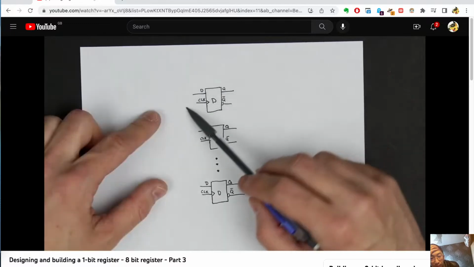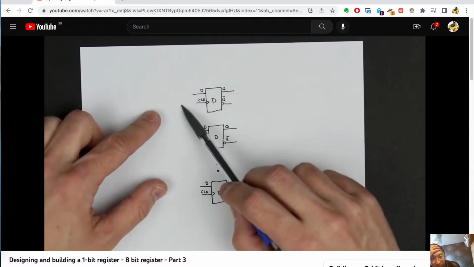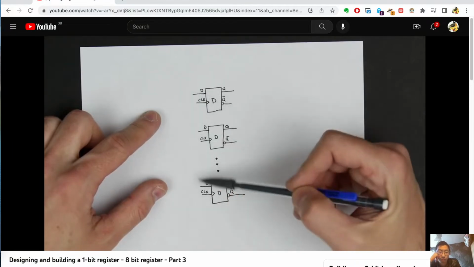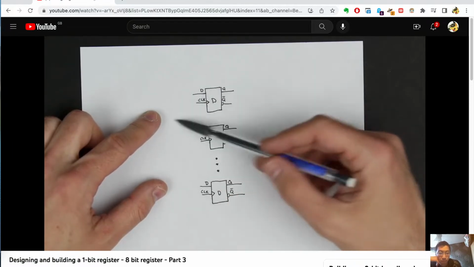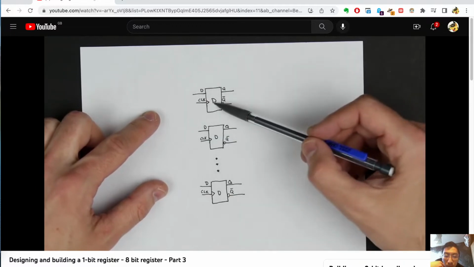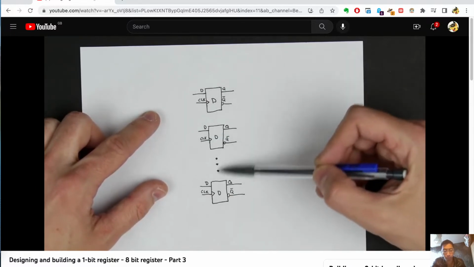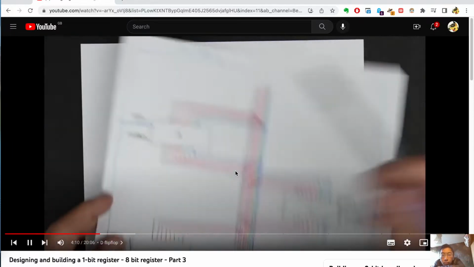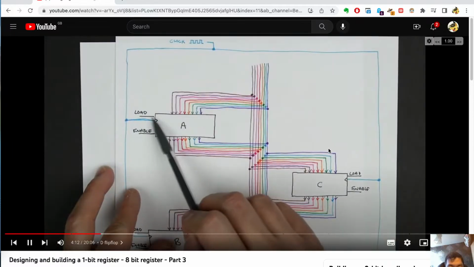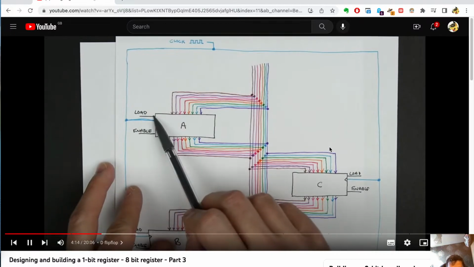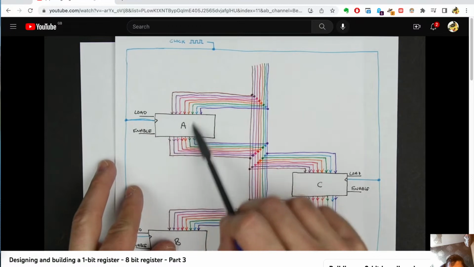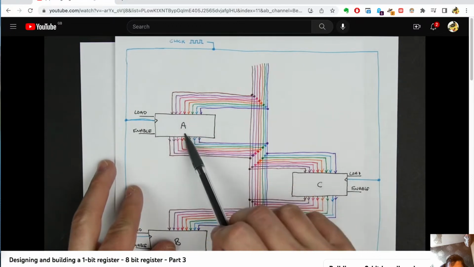But the problem with that is we need to have some mechanism to not just always store whatever's coming in, because these D inputs are going to be connected to our bus, and the value on the bus is going to be constantly changing. We only want to store the value on the bus in the register when we're told to, using that load. Remember, we've got the load input, so we only want to load what's on the bus when this load input is high. Otherwise, we want to keep what is in here stored in here.